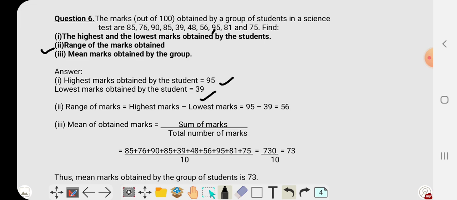Now we have to find the mean marks obtained by the group. How do we find the mean? Sum of marks upon total number of marks. We can see all the given numbers are 10. Therefore, their sum will be divided by 10. 730 divided by 10 gives 73. Therefore, the mean marks obtained by the group of students is 73.